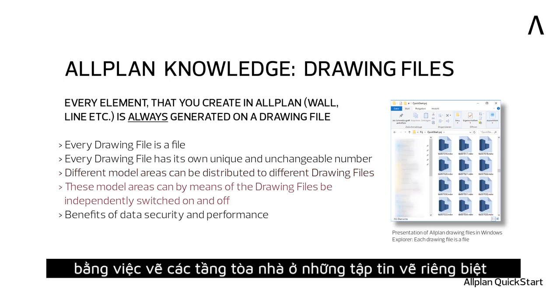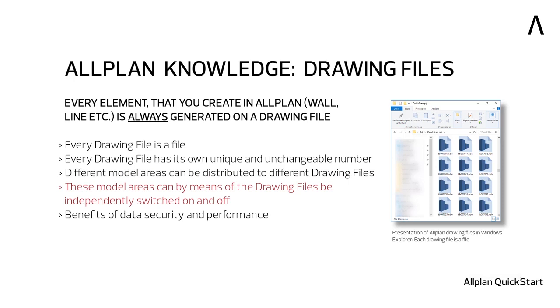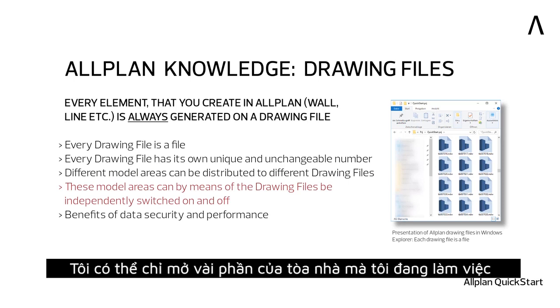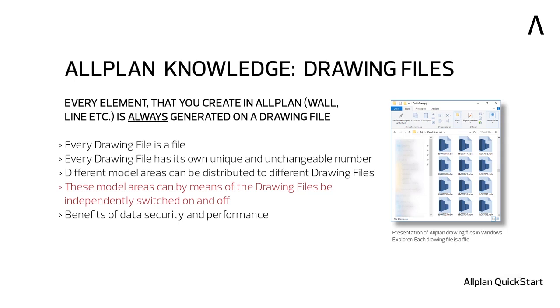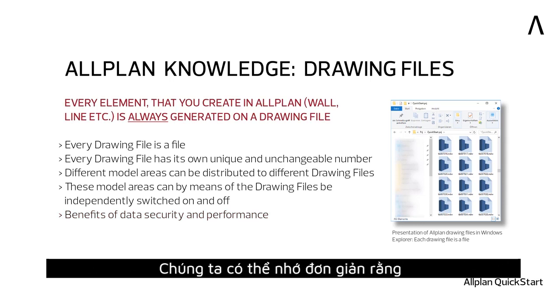By drawing my different stories on separate drawing files and being able to switch them on and off at will, for example, I'm able to physically only switch on parts of the building that I am currently working on. My computer therefore only has to calculate and display this one part of my model, which can lead to significant performance enhancements, especially when it comes to larger buildings. We remember it simply: all data created or imported in Allplan is located on drawing files, and every drawing file is a separate file.